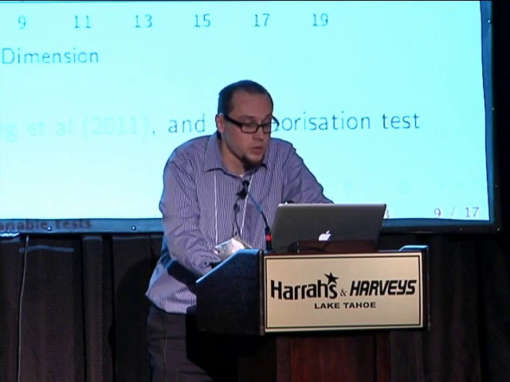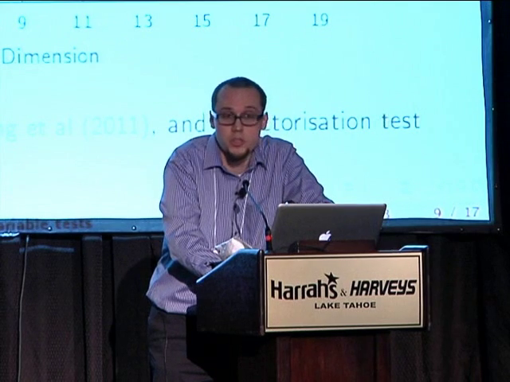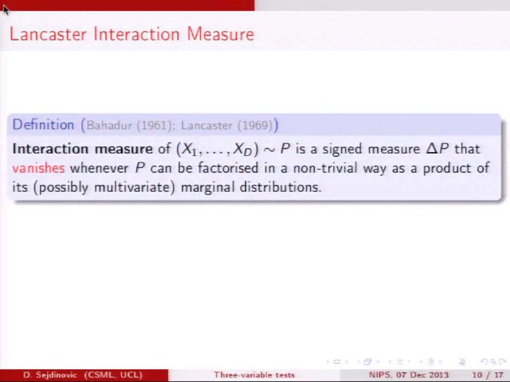That's the question. And the answer is that we can, by tackling this factorization hypothesis directly, by looking at the quantities that directly capture whether the joint distribution factorizes. This quantity is known under the name of Lancaster interaction. It was studied in the 60s by Bahadur and Lancaster. So the interaction measure of a joint vector x1 up to xd is a signed measure Delta P that vanishes whenever I can factorize the joint distribution in any way as a product of marginals. So x1 to xd here need not be scalar variables. They could be random vectors themselves. The difference is just that we consider them as d different objects.